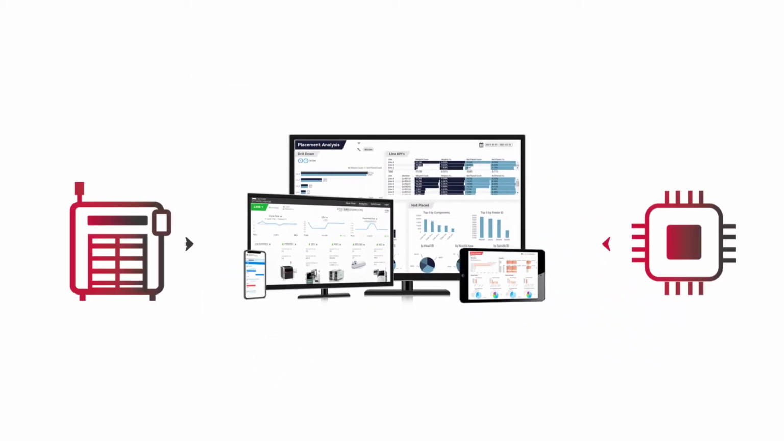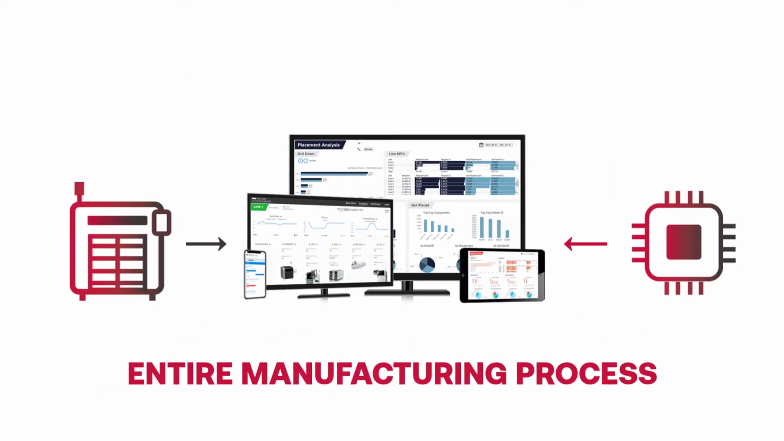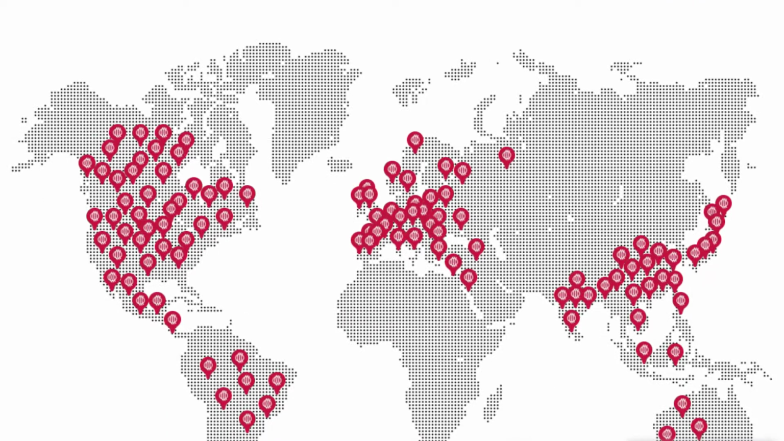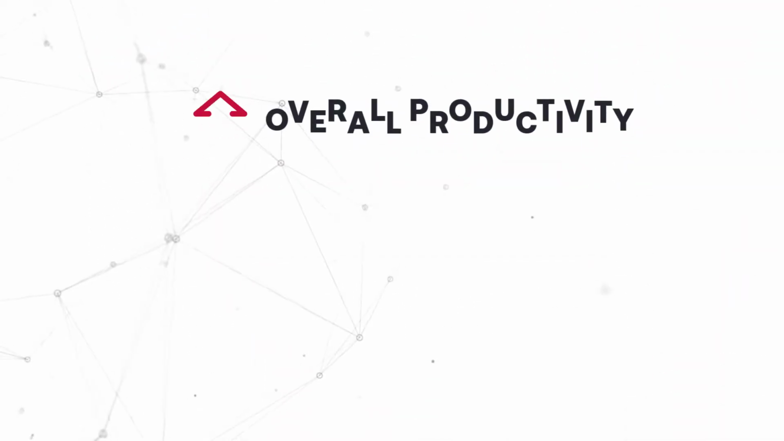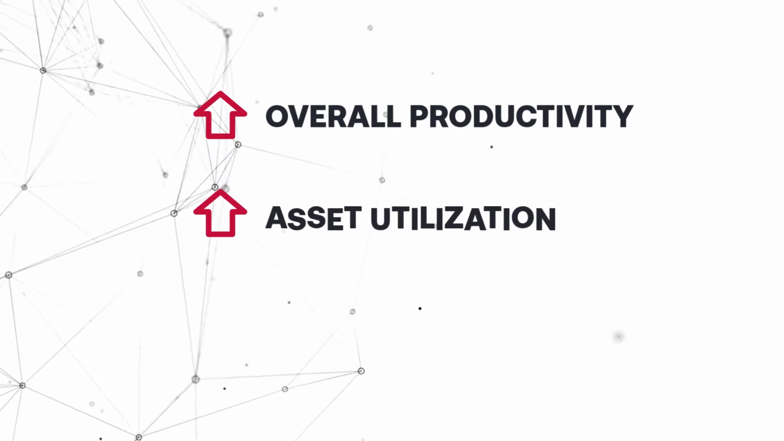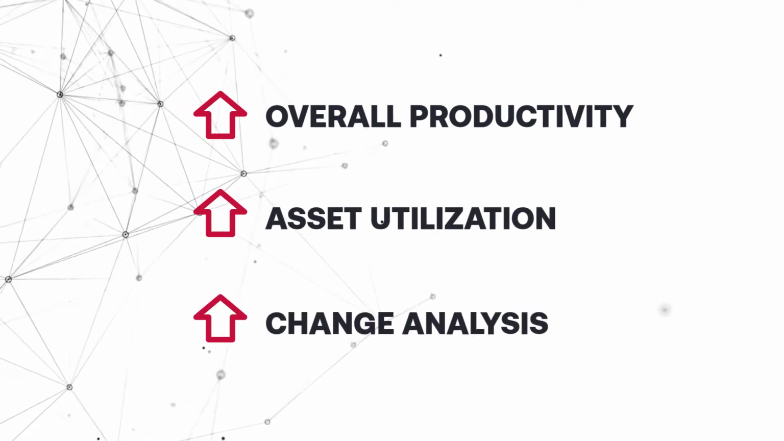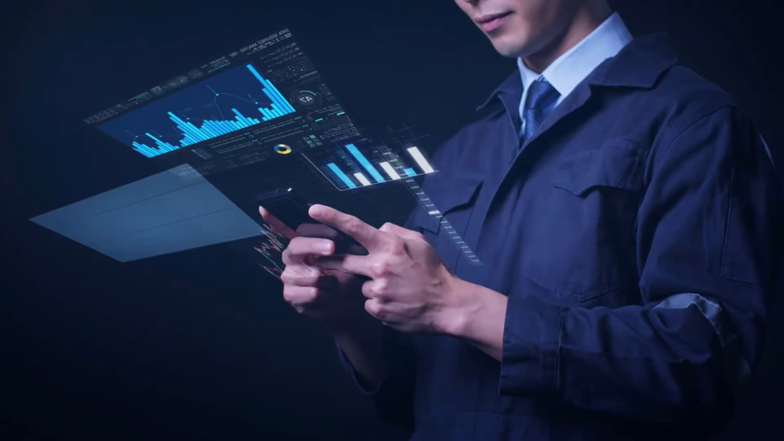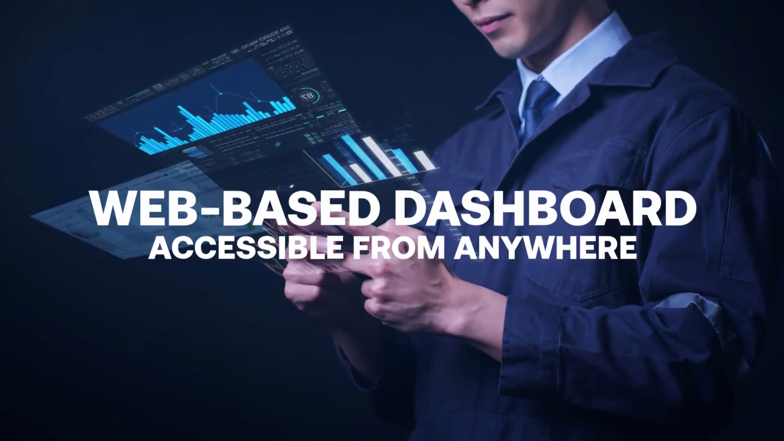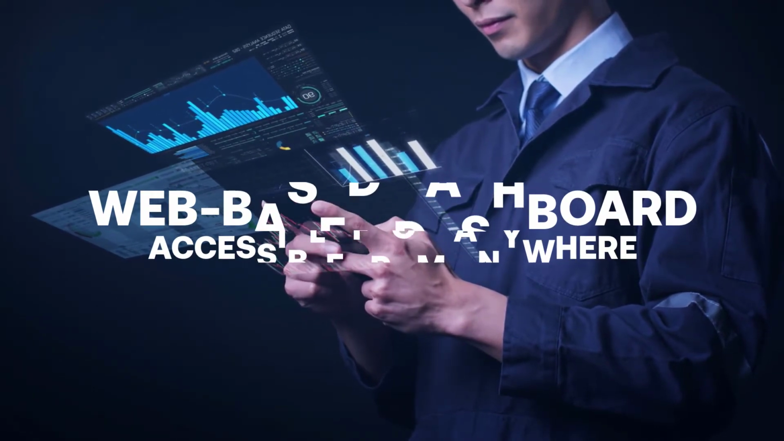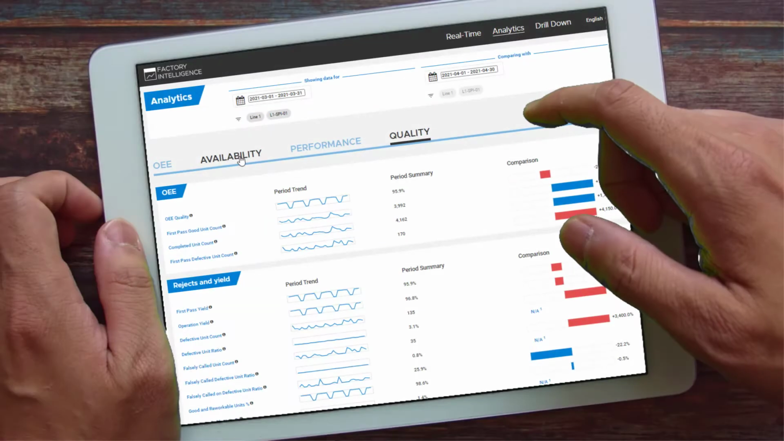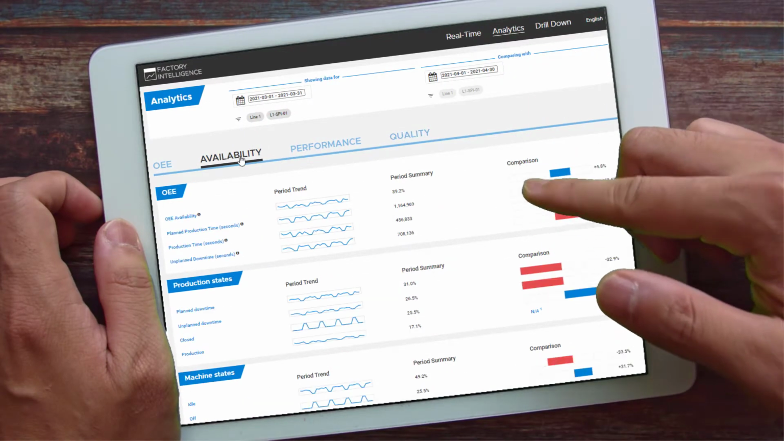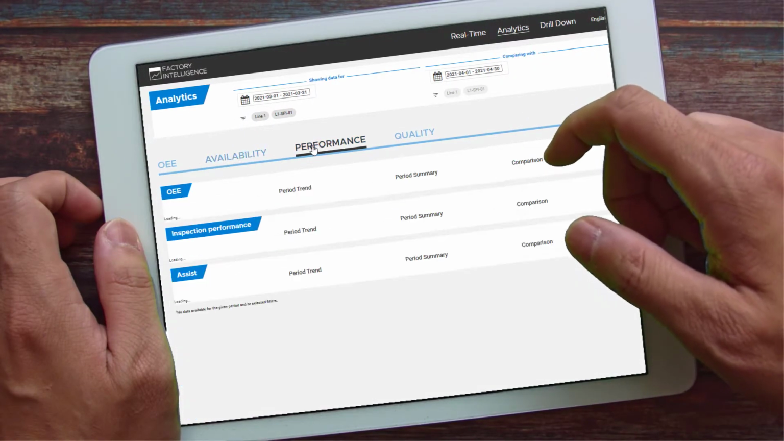Designed to centralize real-time data capture from the entire manufacturing process, factory intelligence dashboards are used by electronics manufacturers globally to improve productivity, increase asset utilization, and fully measure manufacturing process changes. As a web-based dashboard, factory intelligence can be accessed from anywhere. If you're on the road, working from home, or visiting a customer, you can quickly access and validate the performance of your factory. You could even show your customer in real time the status of their latest order running on the line.